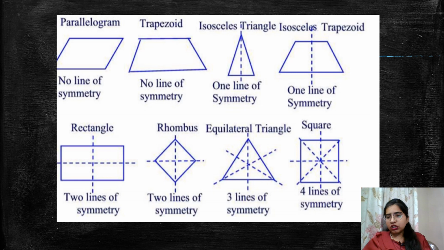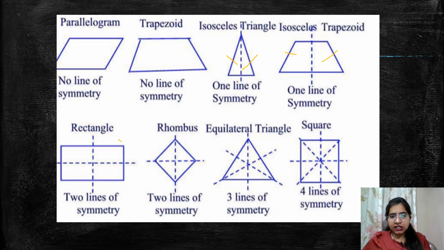A trapezoid also does not have any line of symmetry, because in a trapezoid one side is too long and the other is too small. An isosceles triangle has one line of symmetry, just because, students, its two sides are equal. This side is equal to this, so it has one line of symmetry. And an isosceles trapezoid, when two sides are equal, then it must have one line of symmetry.